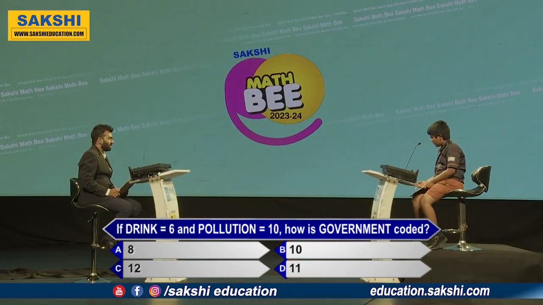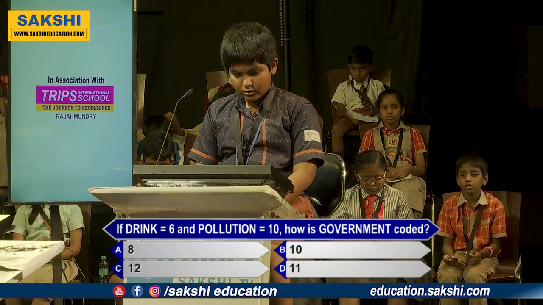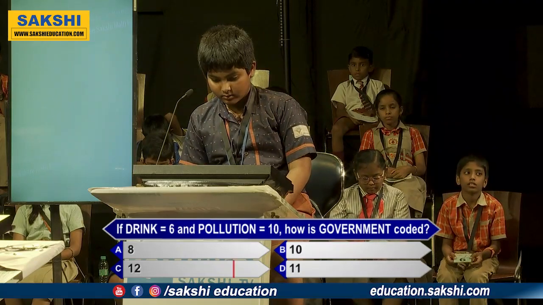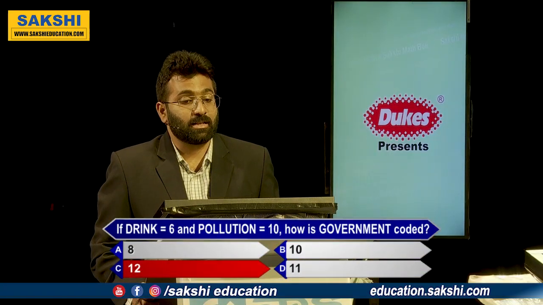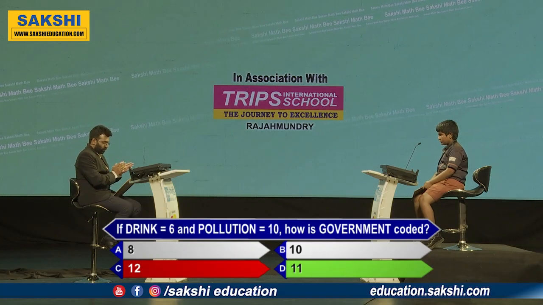Drink is equal to 6, pollution is equal to 10. How is government coded? Last 5 seconds, Tarak. Option C. Please lock option C, 12. I'm so sorry, Tarak. Option D is the right answer. No problem, no problem. Well tried.